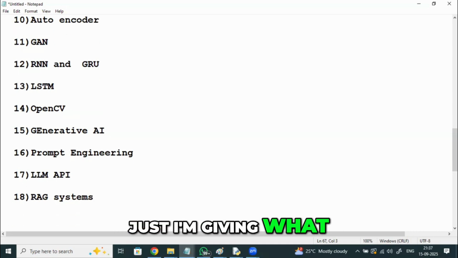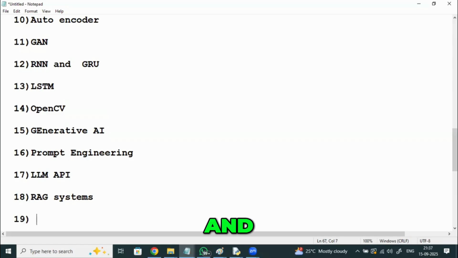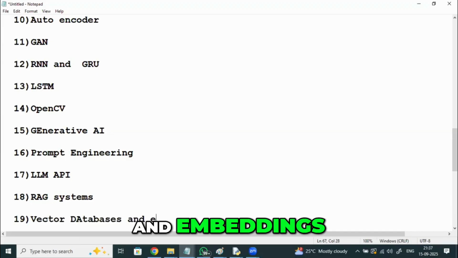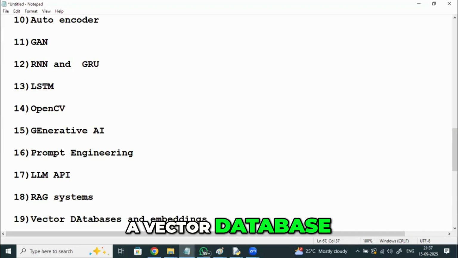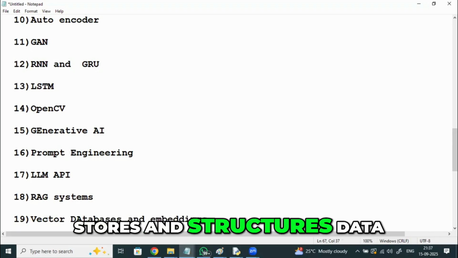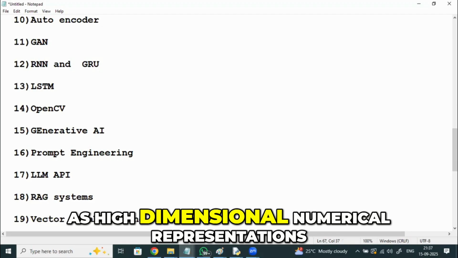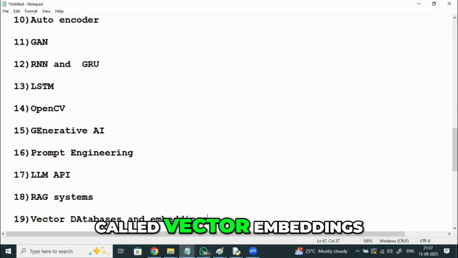I'm just giving what will be discussed in brief. Vector databases and embeddings: a vector database stores unstructured data, text, images, or audio, as high-dimensional numerical representations called vector embeddings.